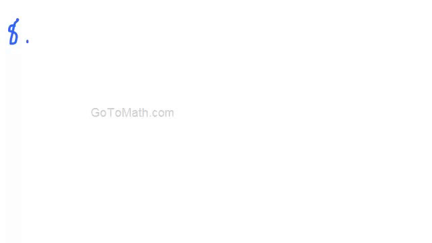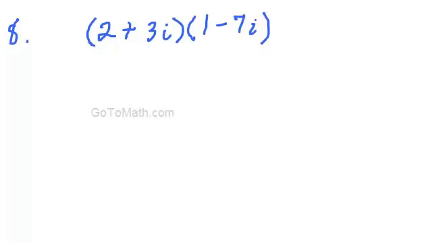Number 8, what is number 8? Okay, so we're going to multiply two complex numbers together: 2 plus 3i times 1 minus 7i. I guess I should probably talk a little bit louder. So here we go. We're going to FOIL this thing out.